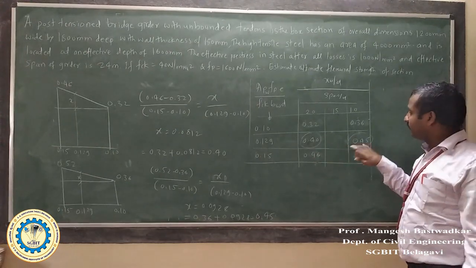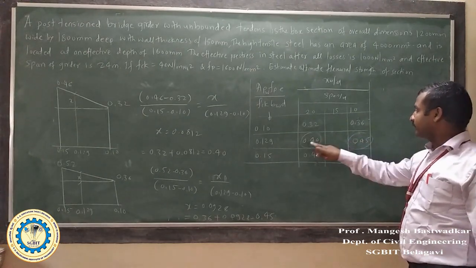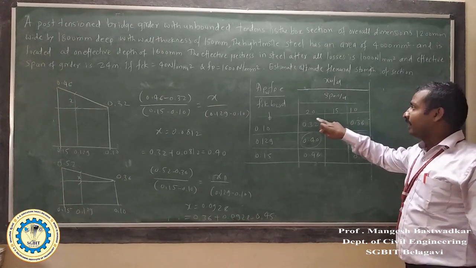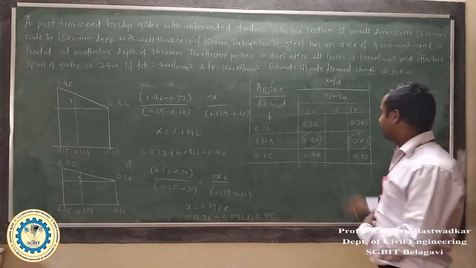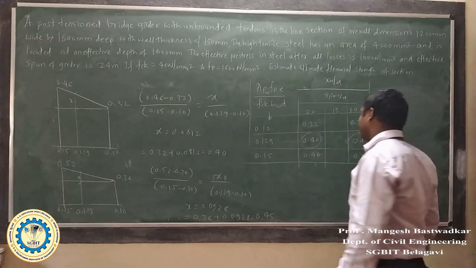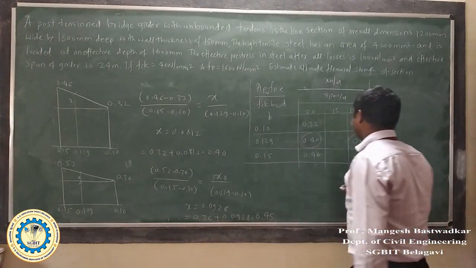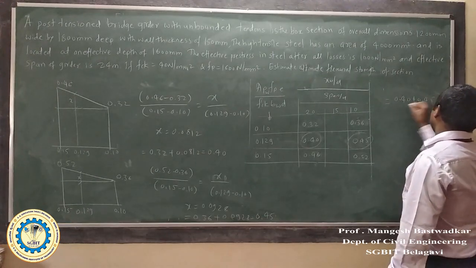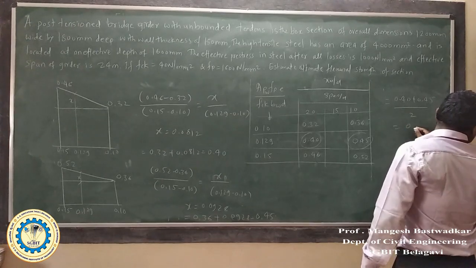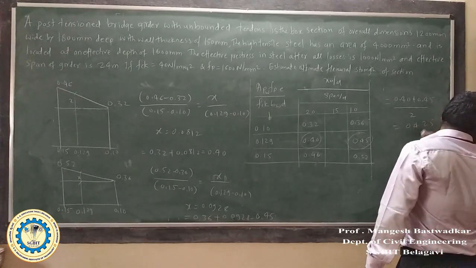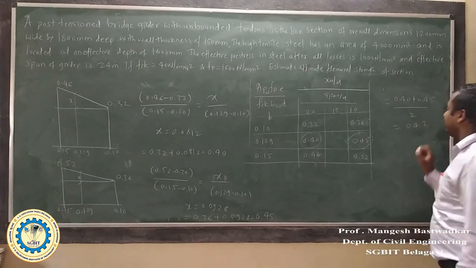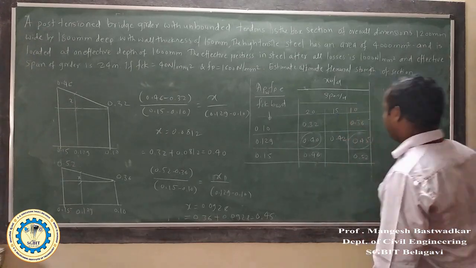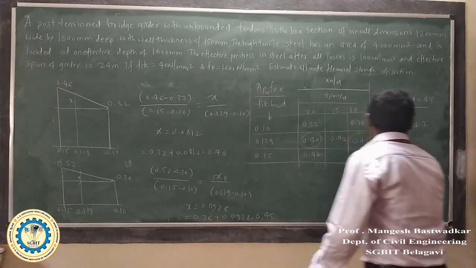Now this value we required. Directly you can get this value by taking the average of these two values. How? Because the span by depth ratio 15 lies between 20 and 10, that exactly lies at the center. So we can take the average of these two: 0.40 plus 0.45 divided by 2. So here we'll get 0.42. Now we can calculate the value of XU.